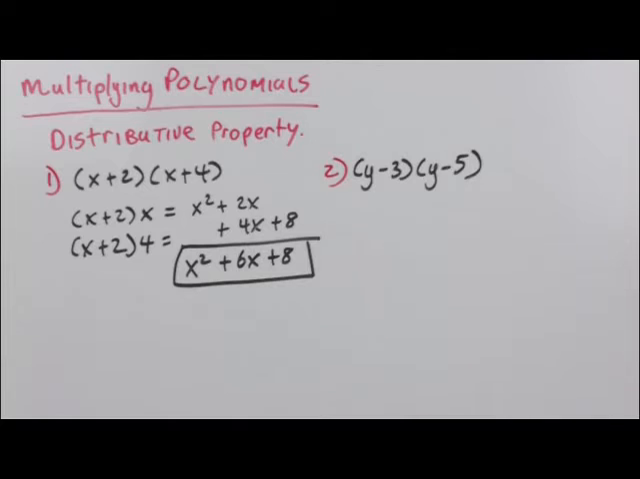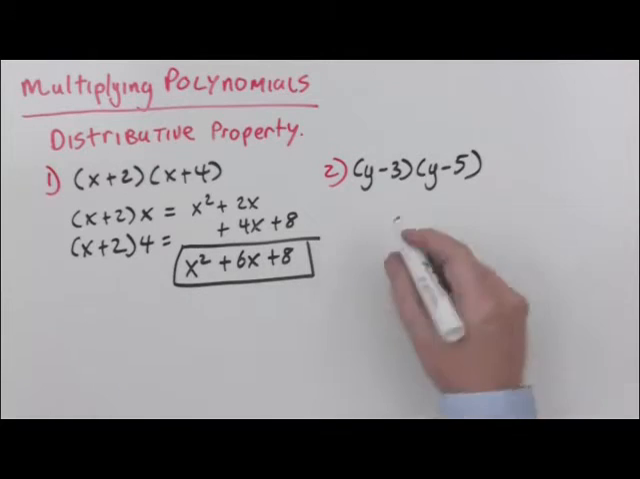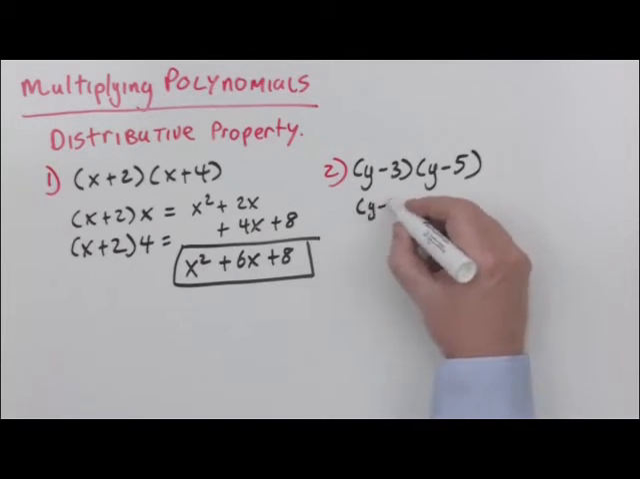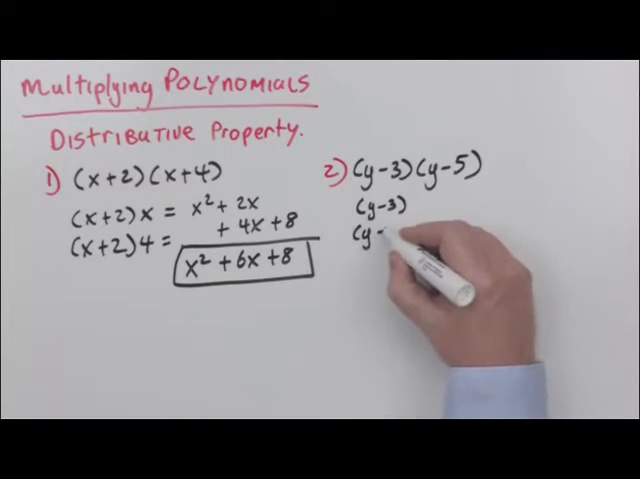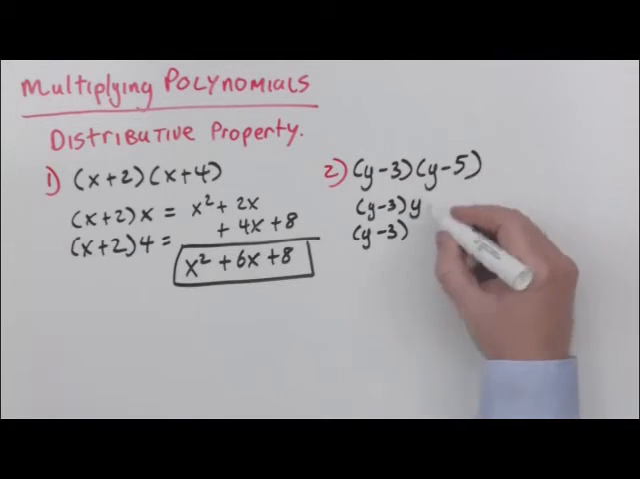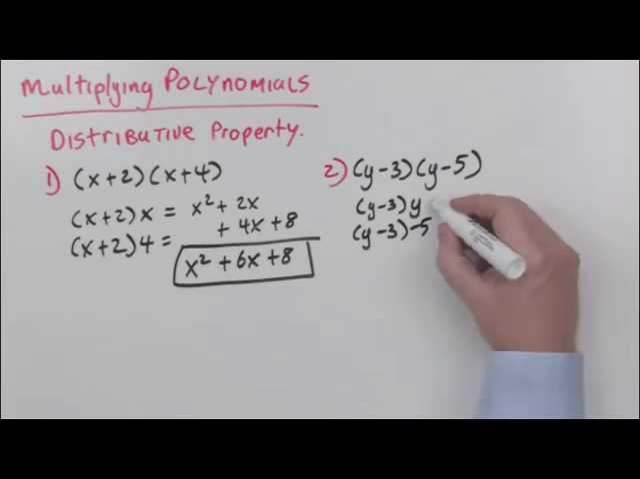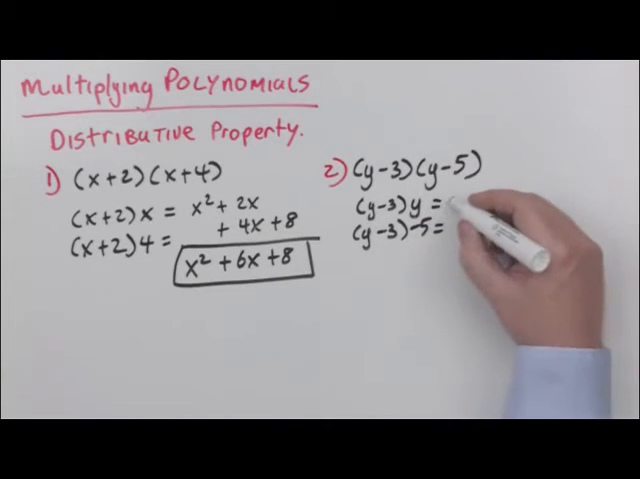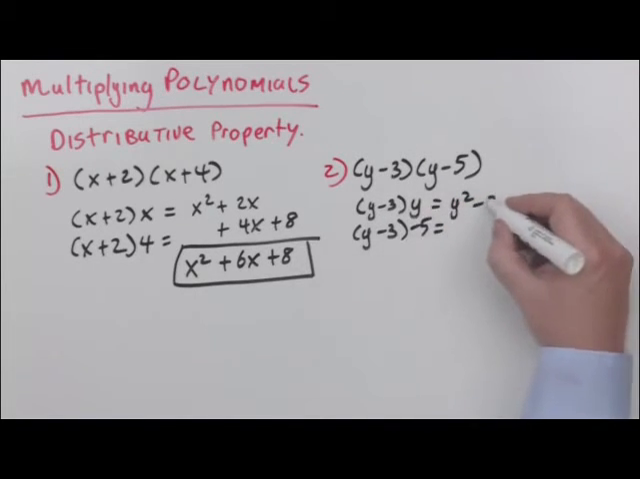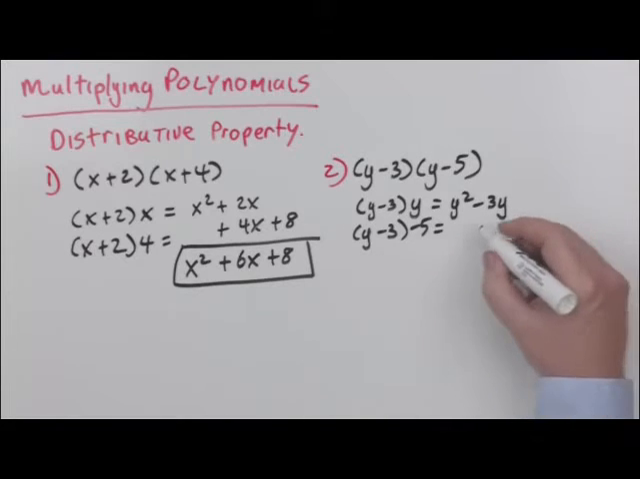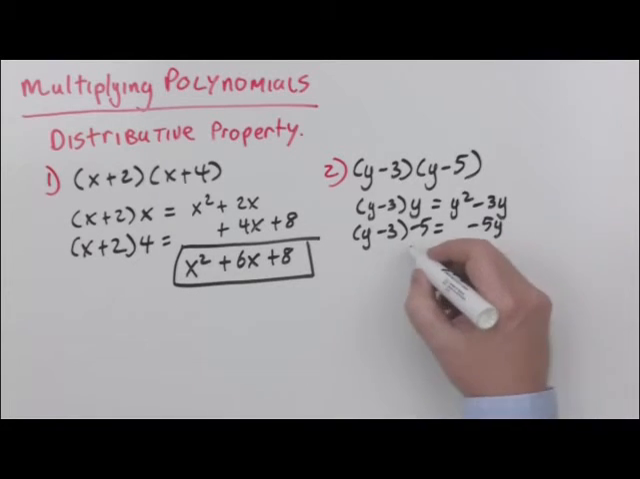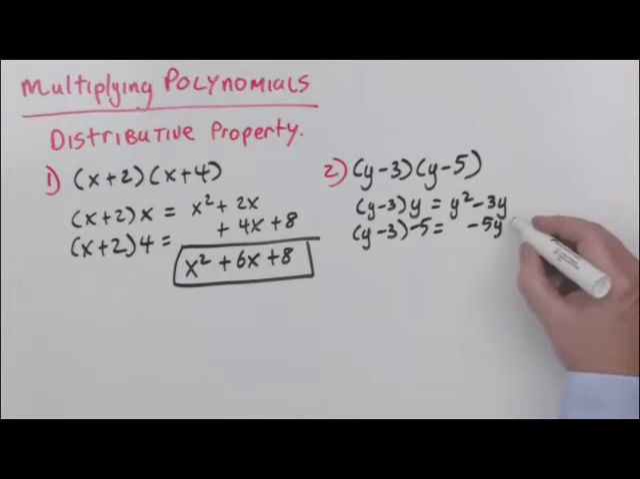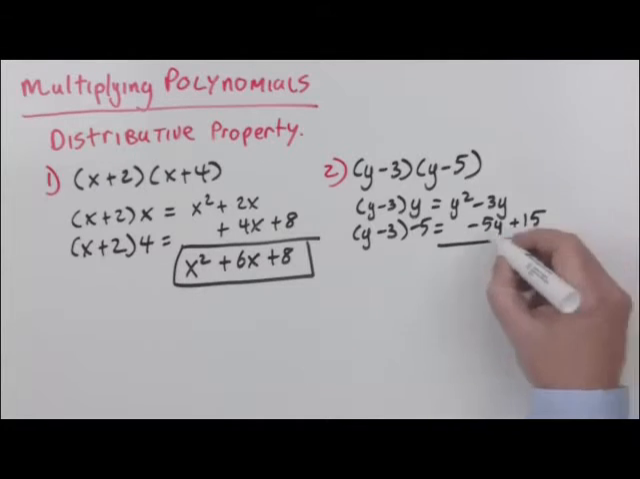And let's do that again. Let's write the first term down twice. So let's see, y minus 3 and y minus 3, and I'm going to distribute the y and the negative 5. Let's see, that's y times y is y squared. Y times negative 3 is negative 3y. Negative 5 times y, right under the y, the common term, is negative 5y. And negative 5 times negative 3 is positive 15.